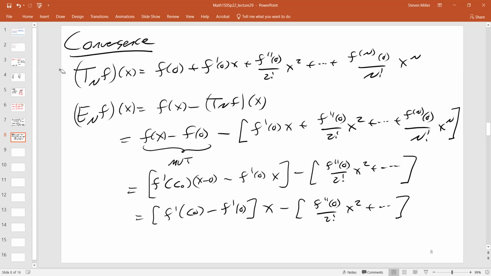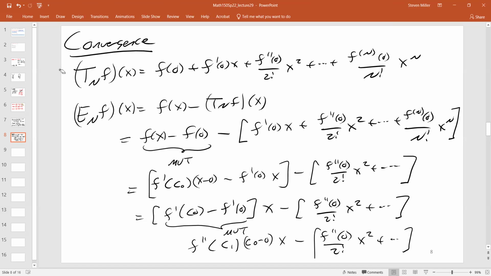Mean value theorem again, right? So just use the mean value theorem again. And then this will become f double prime at some point, let's call it c1, times c0 minus 0 times x minus f double prime of 0 over 2 factorial x squared plus dot dot dot. So unfortunately, at this point, now we're out of luck, because now I can't combine things nicely. I was able to do it twice. And so if I only want to look at something at this level, okay, but this is not going to continue.